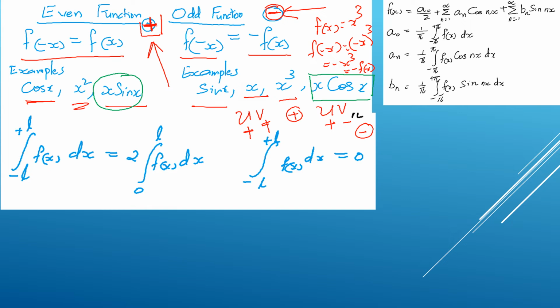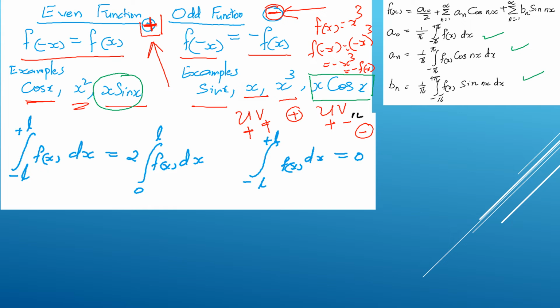Now, how do we simplify our Fourier series calculations with this even and odd function representation? We know that f of x is equal to the Fourier series, and here on the side box you can see the Fourier series and the coefficients an and bn.